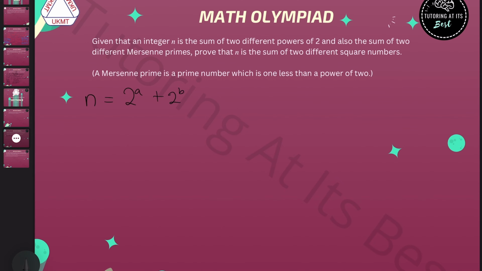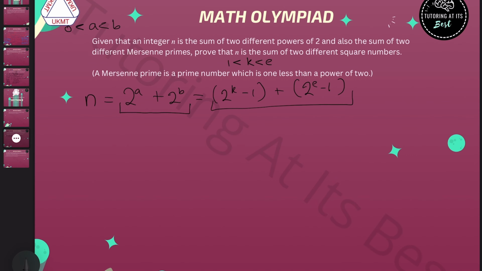And because they're different, we can say that a is less than b. And it's also the sum of two different Mersenne primes, hence the -1. So I can also say that k is less than e. But I can say something more. Because both of these are prime, we know that they have to be bigger than 1. And now if we look at the right-hand side, this is clearly even, which means this side is also even. So we know that a has to be bigger than 0.